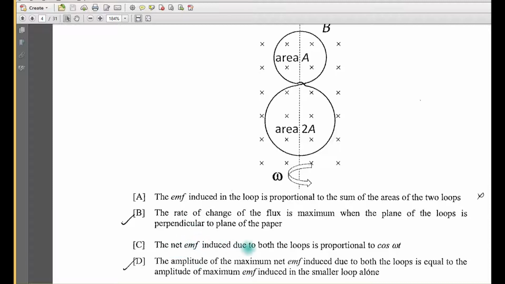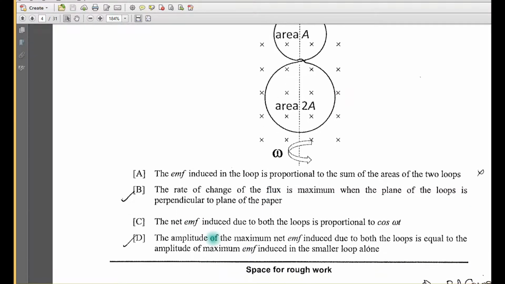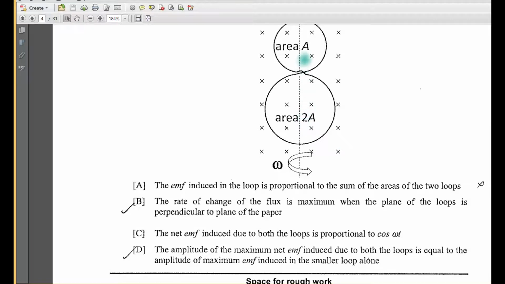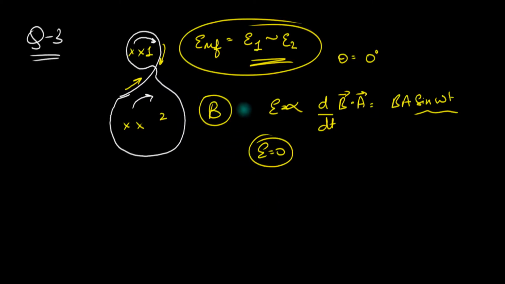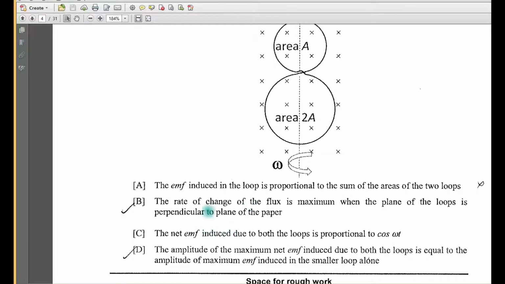The net EMF induced to both the loops is proportional to cos. No, it's not. It's proportional to sine. So that's not our answer. The amplitude of the maximum net EMF induced to both the loops is equal to the amplitude of the maximum EMF induced in the smaller loop alone. The net EMF is, you have to subtract these two, but 2A minus A gives you A, and so the answer has to be the same as A. So D is the correct answer.